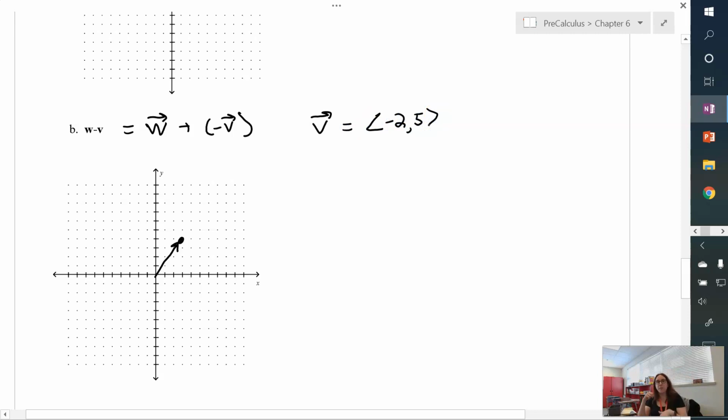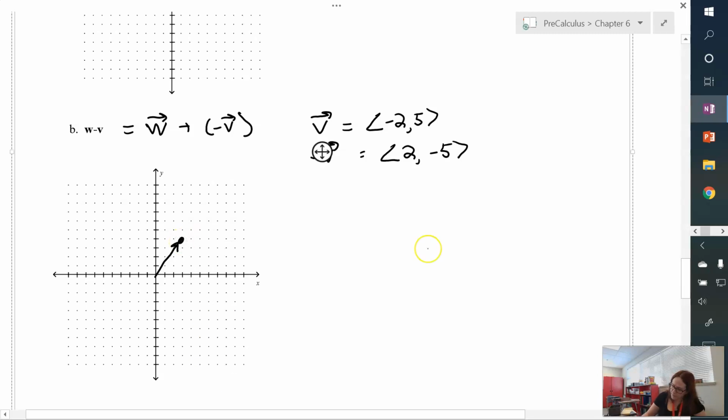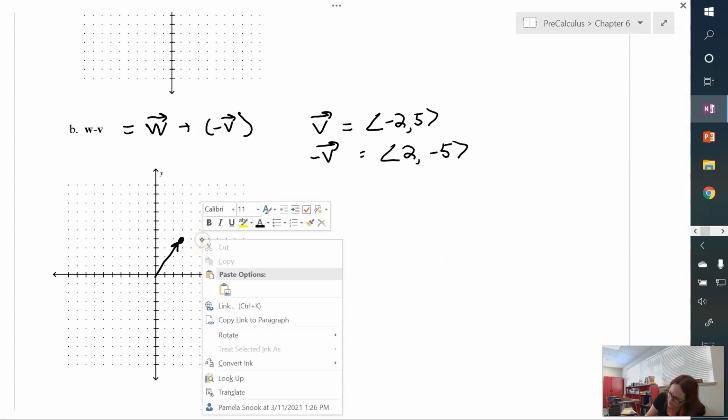So when I flip this around, I'm going to do the negative of it. I just do the negative of both things inside of the components. So my negative of vector v is going to equal 2, negative 5. So now I'm going tip to tail, so I'm going to start here at the tip of vector w, and I need to go 2 positive, and then I need to go negative 5.